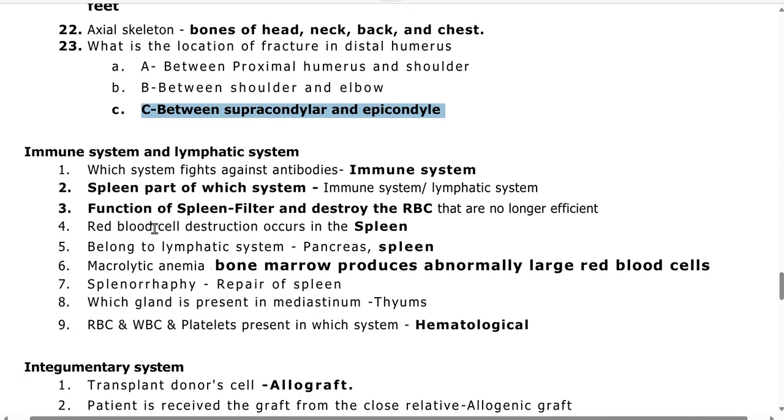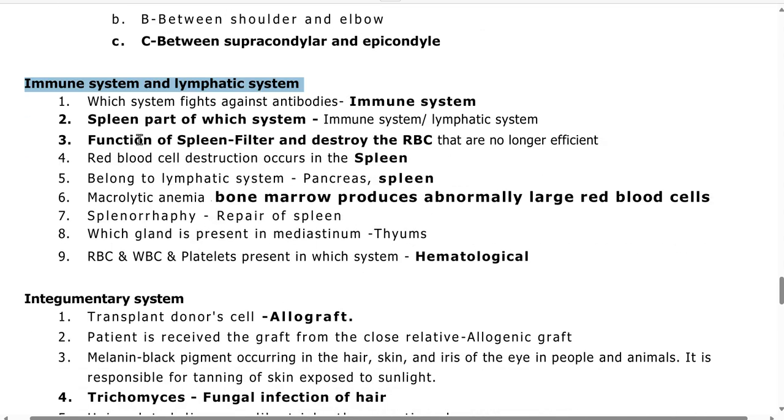Immune system and lymphatic system. 1. Which system fights against antibodies? Immune system. 2. Spleen, part of which system? Immune system, lymphatic system. 3. Function of spleen: filter and destroy the RBC that are no longer efficient. 4. Red blood cell destruction occurs in the spleen.